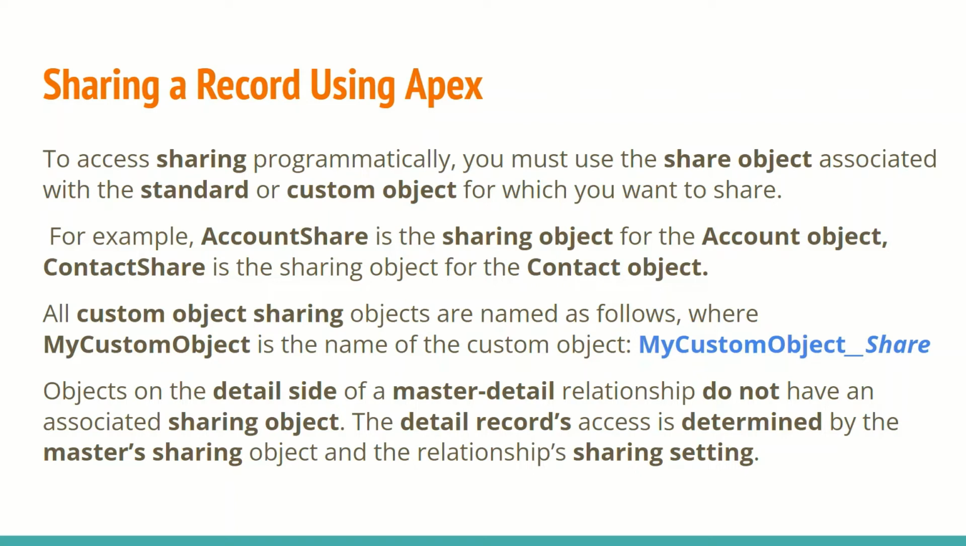All custom object sharing objects are named as follows: if MyCustomObject is the name of the custom object, then the sharing object will be MyCustomObject__Share. Objects on the detail side of a master-detail relationship do not have an associated sharing object, because they are shared on the basis of how sharing has been controlled on the master level. That is only inherited by the details. The detail record access is determined by the master sharing object and the relationship sharing setting.